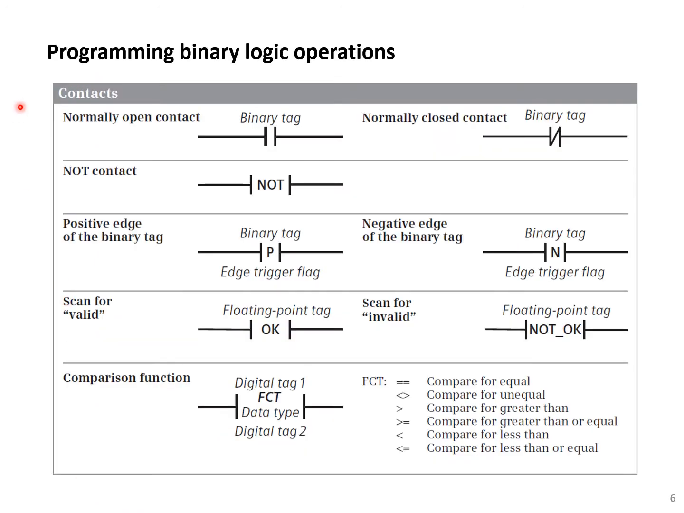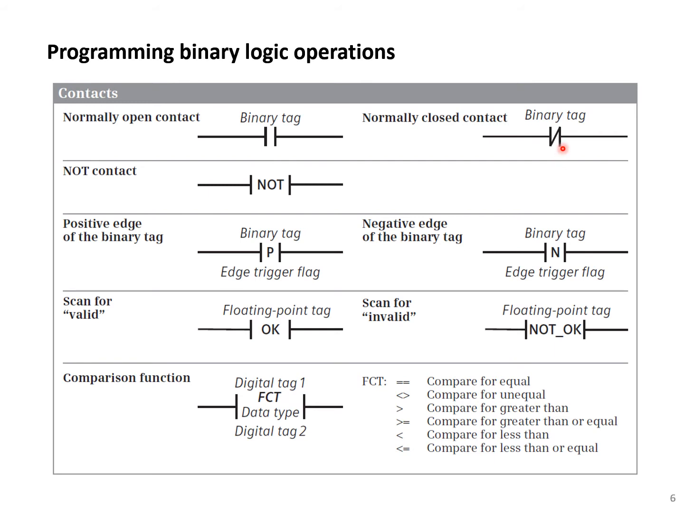Programming binary logic operators. Normally open contact. A normally open contact is when the input is 0, the contact is 0. When the input is 1 or true, the contact is true. Normally closed contact, it's basically a negated contact of a normally open.